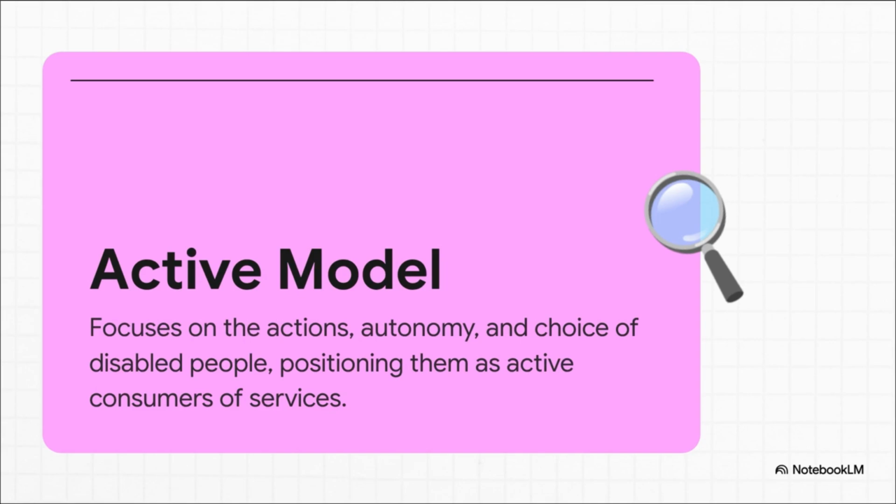with that learner. The third lens is the active model, and this one really shifts the focus onto the learner's own agency. It's all about their autonomy, their choices, their control. It sees them not as passive recipients of help, but as active consumers who are choosing and using the tools and services that work for them.